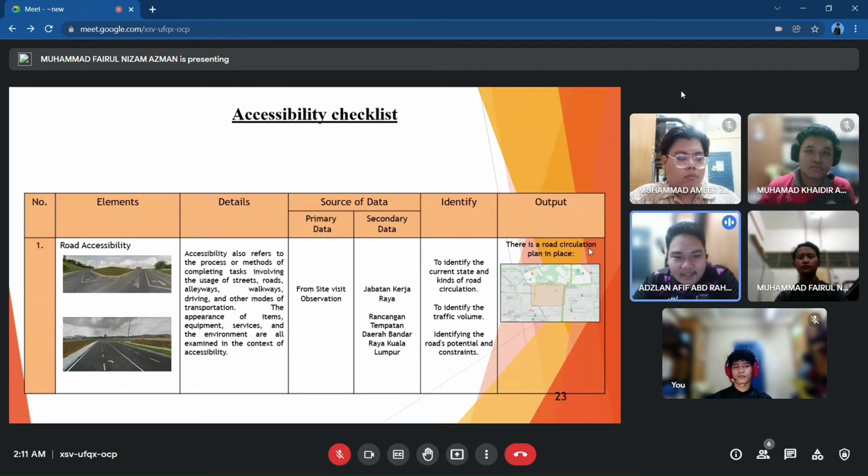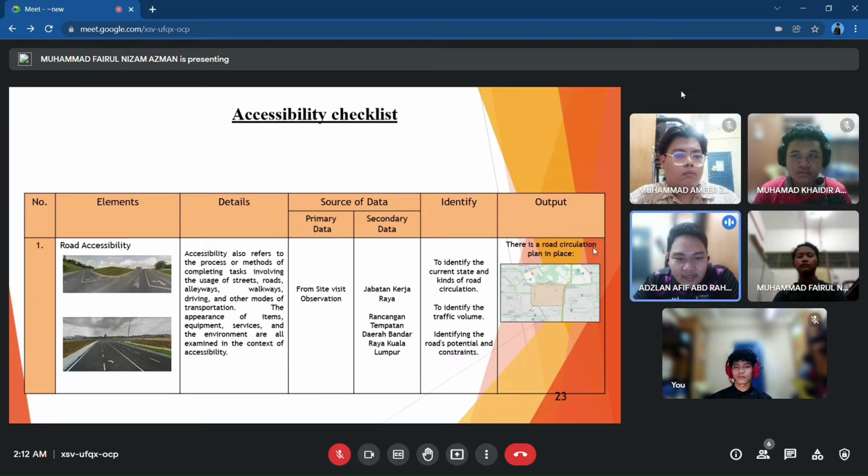Next is the accessibility checklist, which is road accessibility. Accessibility also refers to the process or method of completing tasks involving the usage of streets, roads, alleyways, walkways, driving, and other modes of transportation. The appearance of items, equipment, services, and the environment are all examined in the context of accessibility.